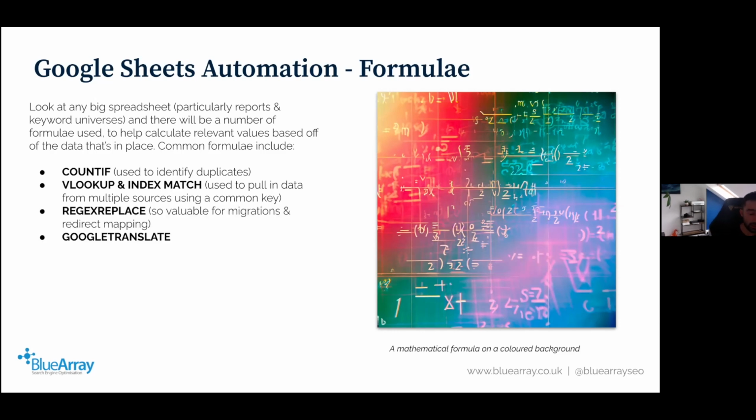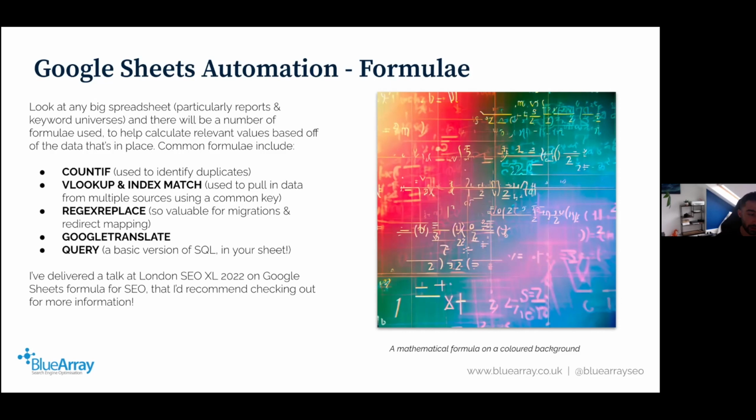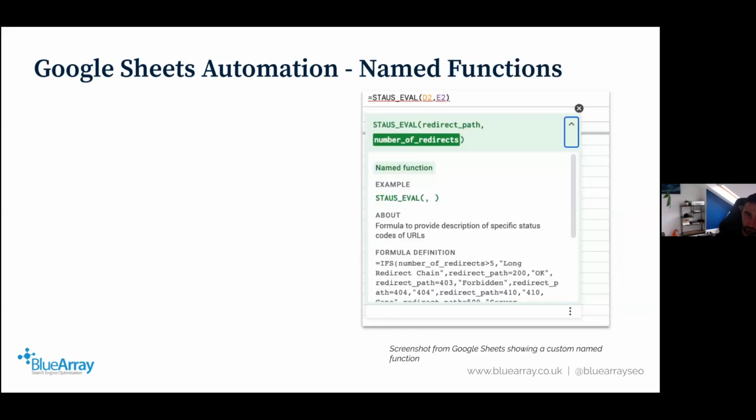Google Translate, there's no explanation required there. Just allows you to translate text into a different language. And then query, which is a basic version of SQL in your sheet, which again can be a real game changer. I've delivered a talk at London SEO XL back in 2022 on Google Sheets formulas for SEO that I'd highly recommend checking out if you want more information on any of those. Of course, time is limited today, so I'm not able to go into those in too much detail, but I'd highly recommend checking that out for more information if you're interested.